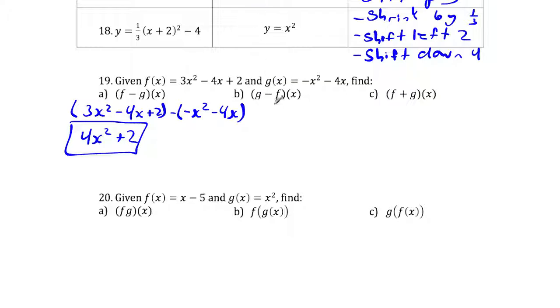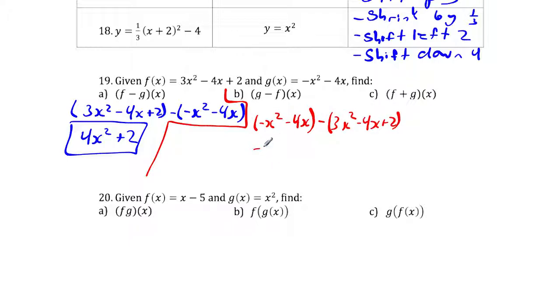All right, the next one here, g minus f of x. So I give myself some space. B, g minus f of x, that's going to be -x squared minus 4x minus f, which is 3x squared minus 4x plus 2. We have a -x squared minus 3x squared. That gives us -4x squared. -4x minus the -4x, again, is 0. And then 0, or nothing, minus 2, which is -2. So notice how they're opposites of one another.